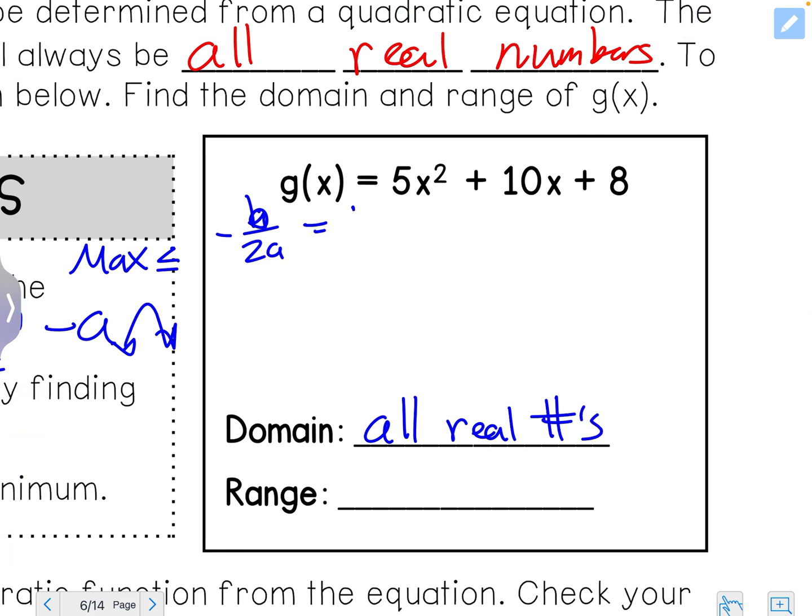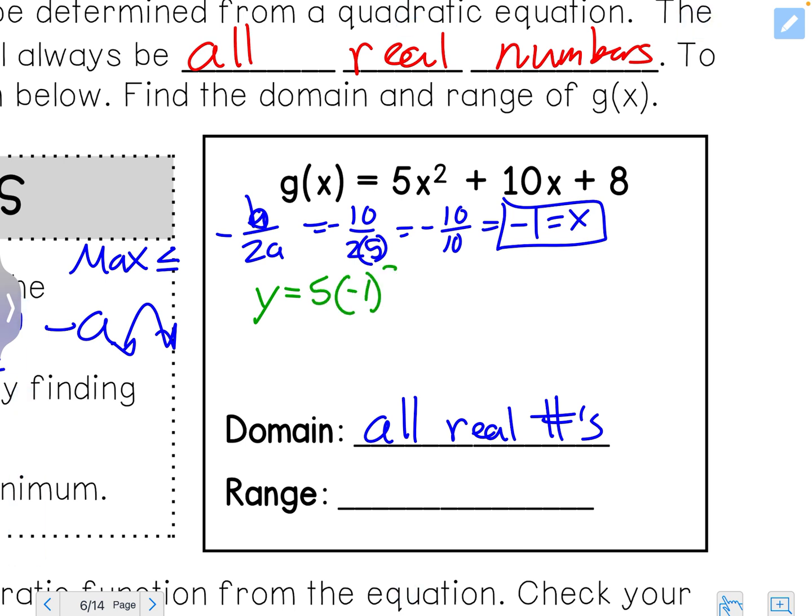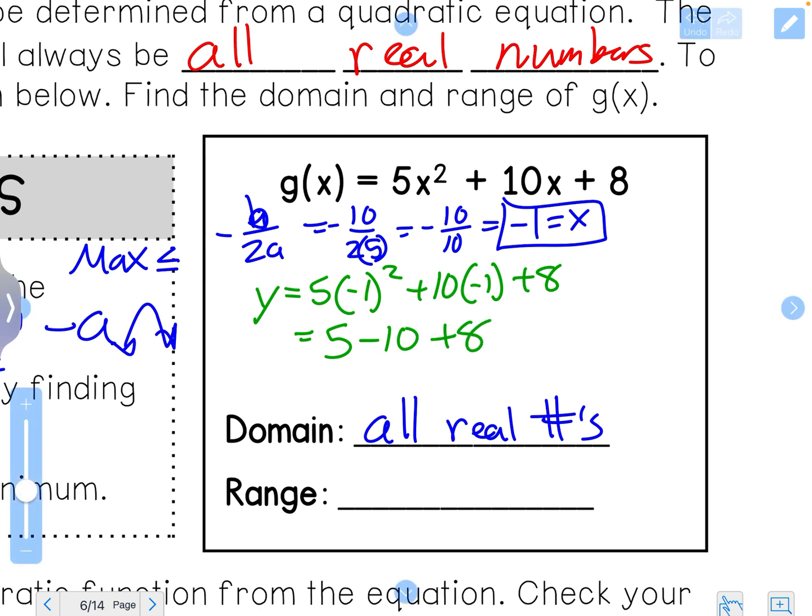So I'm going to plug in my b, which is 10. I'm going to plug in my a, which is 5. And so we get 2 times 5 is 10, negative 10 over 10, which is a negative 1. And that's our x value. So once we get our x value, we plug that x into our equation to find our y. So 5 times negative 1 squared plus 10 times negative 1 plus 8. Negative 1 times negative 1 is a positive 1 times 5 is 5. 10 times negative 1 is negative 10 plus 8. So I get a negative 5 plus 8, which should be a positive 3.